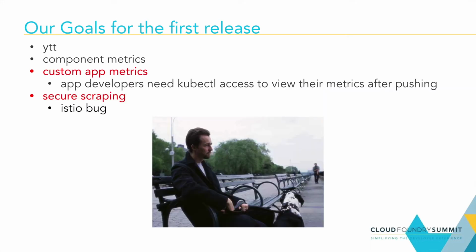So how'd we do? It's worth noting that app developers can currently cf push their apps with metrics pretty easily, but they can't view them yet unless they have kubectl access. And unfortunately, we spent the majority of our efforts trying to make secure scraping work in the changing landscape of CF for K8s networking, but in the 25th hour, we had to scrap secure scraping because of a bug in Istio that breaks Prometheus TLS requests.